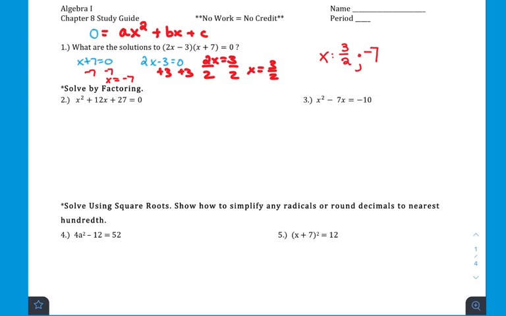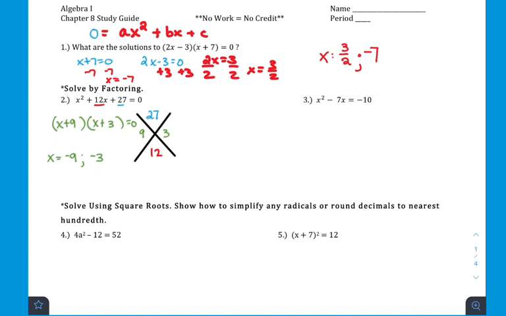Now, on number 2, we have to factor first. Number 1, it was factored for us. But number 2, we have to do the factoring. And we can see this is a very simple x box, 2 numbers that multiply to be 27 and add to be 12, which are obviously going to be 9 and 3. So these are our factors, but they're set to equal 0 to solve what the actual x-intercepts are. And that's going to be negative 9 and negative 3.